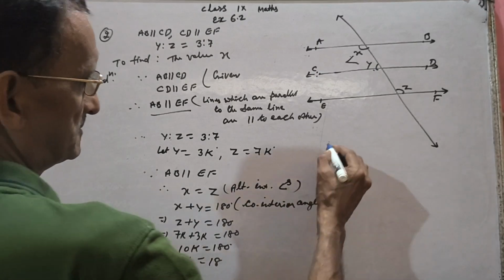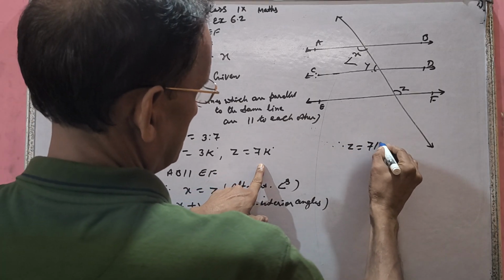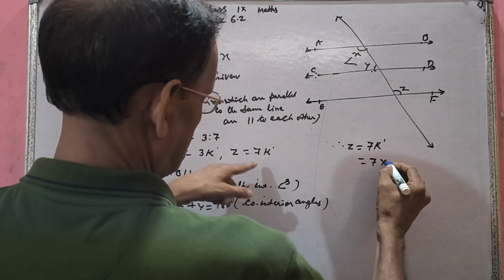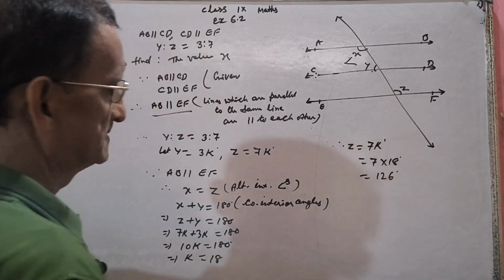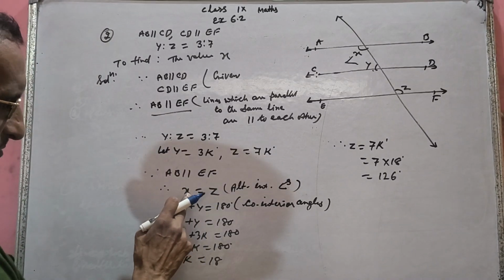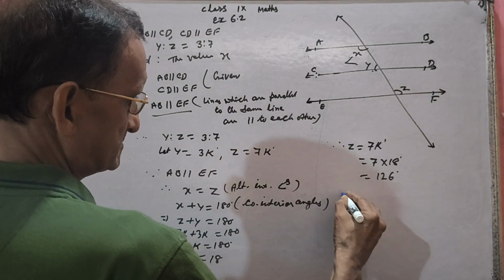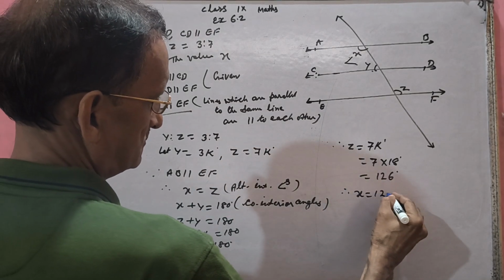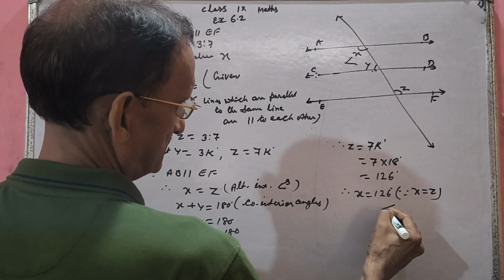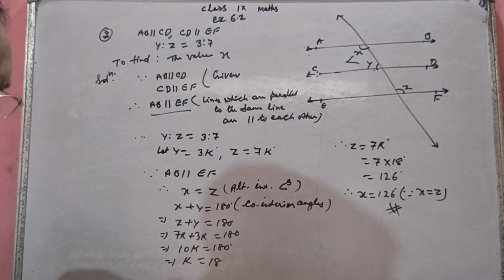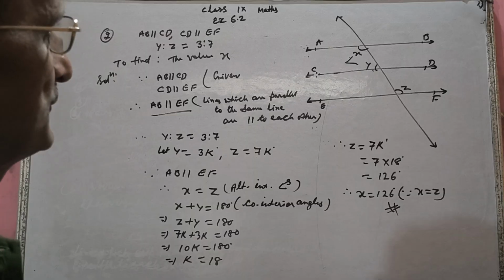So what is Z equal to? Z equal to 7k degree. 7k, with k equal to 18 degree, how much will we get? 126 degree. And we have already proved that X is equal to Z. If Z is 126 degree, therefore X equal to 126 degree. Okay, this is the answer. Now next question, number 3.